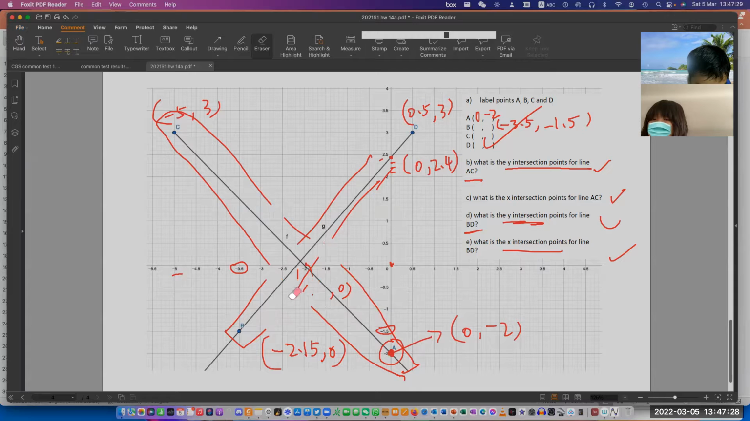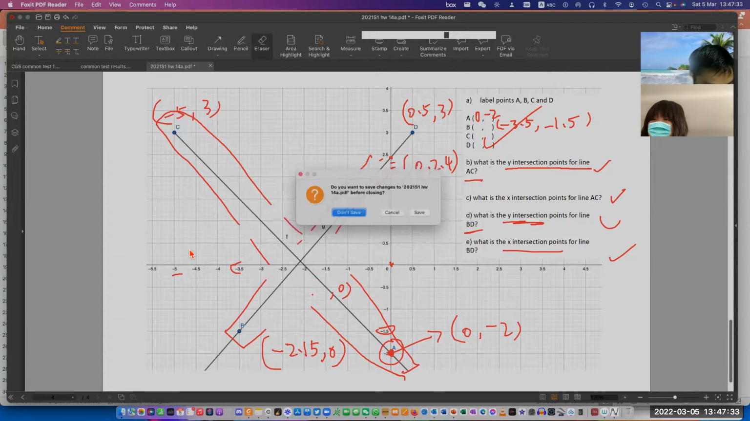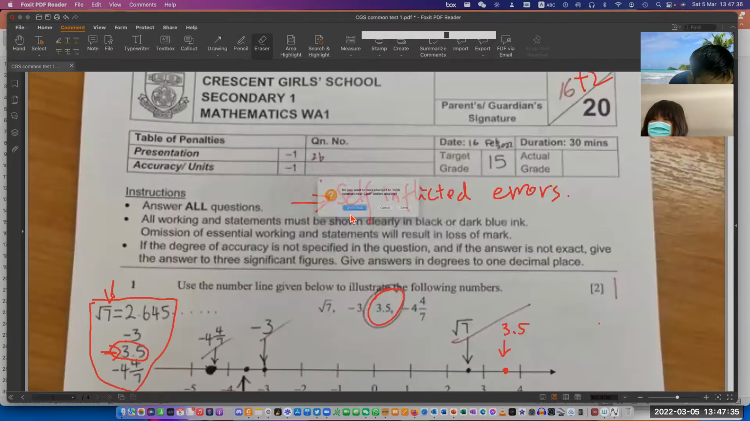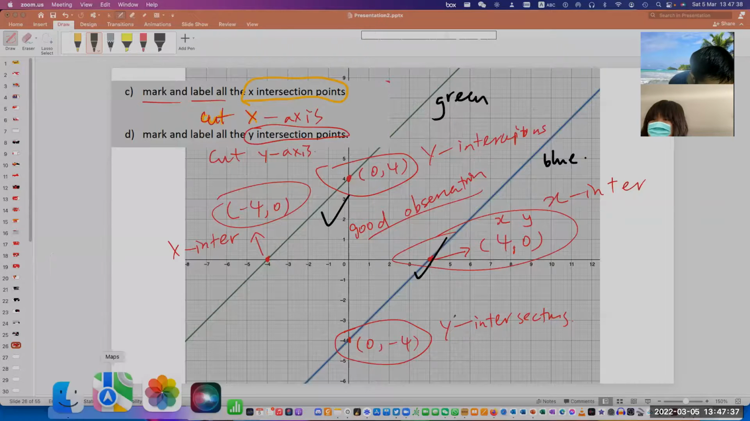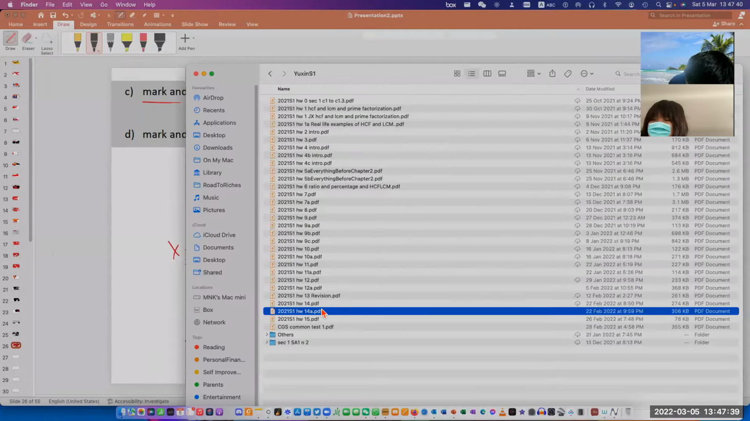Let me just open this again. Let me close all the tabs. I don't want to save it. So let me just go back to the 14a again.